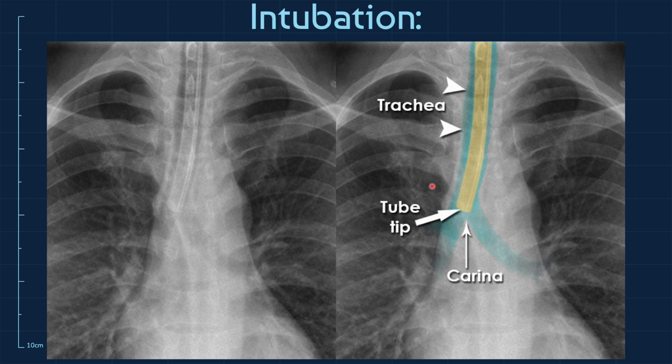Now, this is very important to note because sometimes it can go in too deep and end up in one of the main bronchi, most commonly the right main bronchus, and it's something you want to look out for first and make sure you note it and point out that it's in the right position or in too deep so that it can be pulled back a little bit.